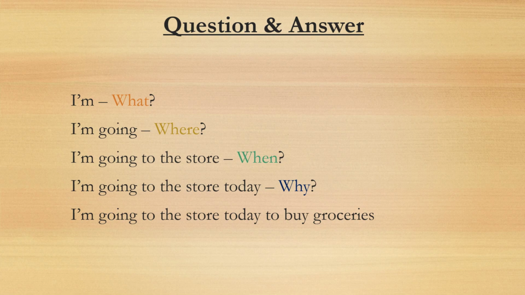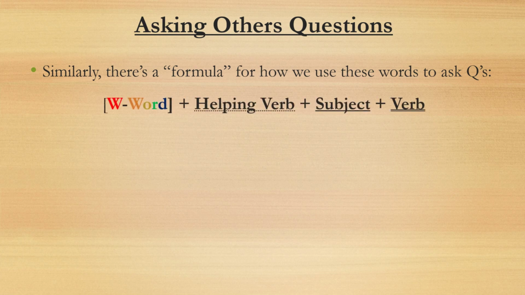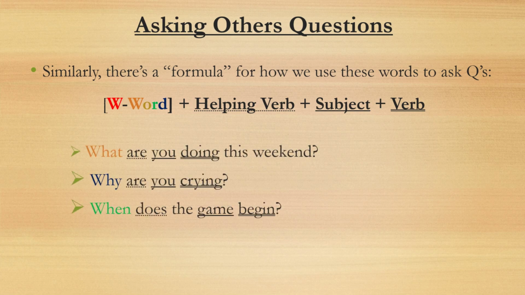And so, springboarding from this, I want to talk to you guys about how you change this from a statement to a question. And in a similar way, there is a sort of formula for how we use these words to ask questions. And that formula is our W word plus a helping verb plus the subject followed by the verb. So I have a couple of examples for you guys here, and I have kept the color coding for my W words.